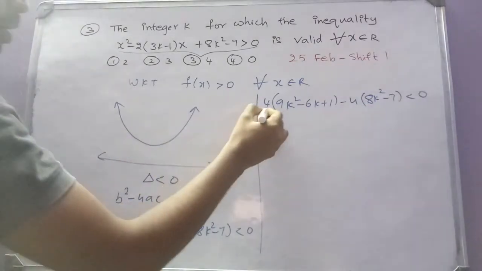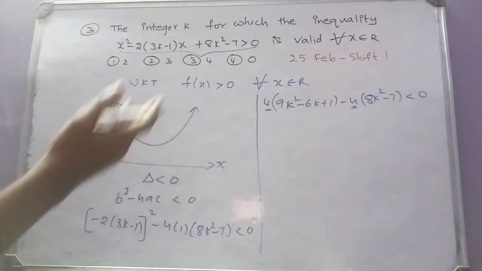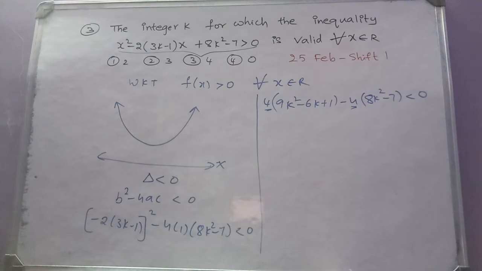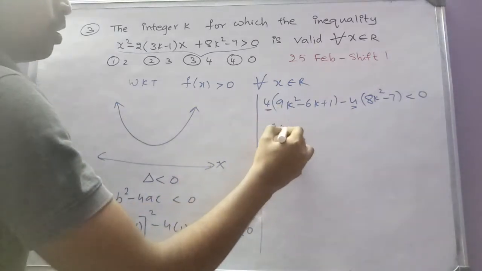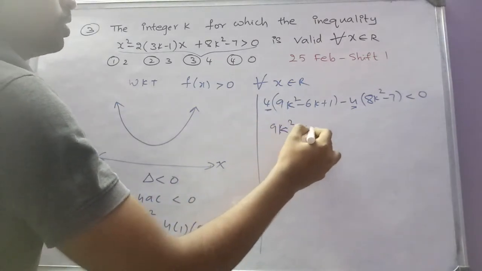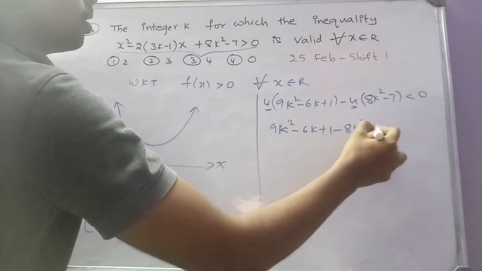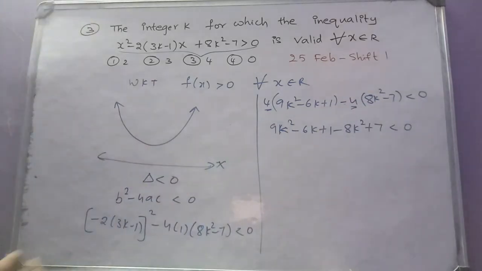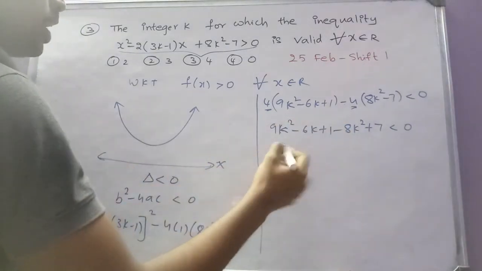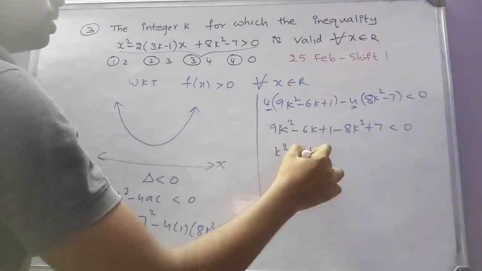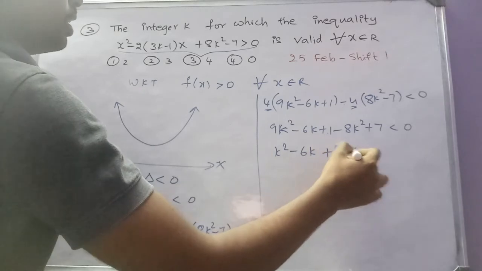You can take 4 common and transpose it to the right side. 0 by 4 will be gone. So what is left out? 9k square minus 6k plus 1, and minus is multiplied with both the terms, less than 0. So 9k square minus 8k square is k square, and minus 6k is as it is, and 1 plus 7 is 8, less than 0.